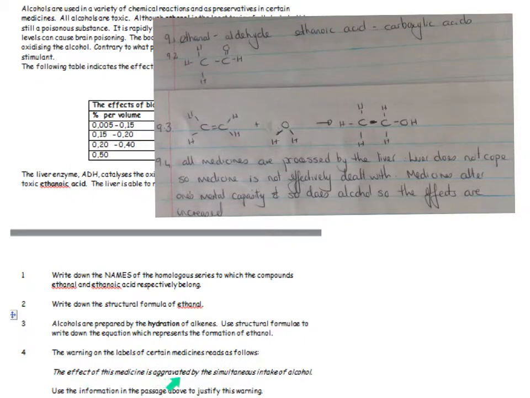The effect of this medicine is aggravated by the simultaneous intake of alcohol. Use the passage above to justify this. All medicines are processed by the liver. The liver does not cope with the medicine, so then the medicine is not effectively dealt with. If you put alcohol in, the poor liver is busy trying to make ethanoic acid and ethanal out of the alcohol. Medicines alter one's mental capacity, and so does alcohol, so all the effects are going to be increased because your body's just overloaded.